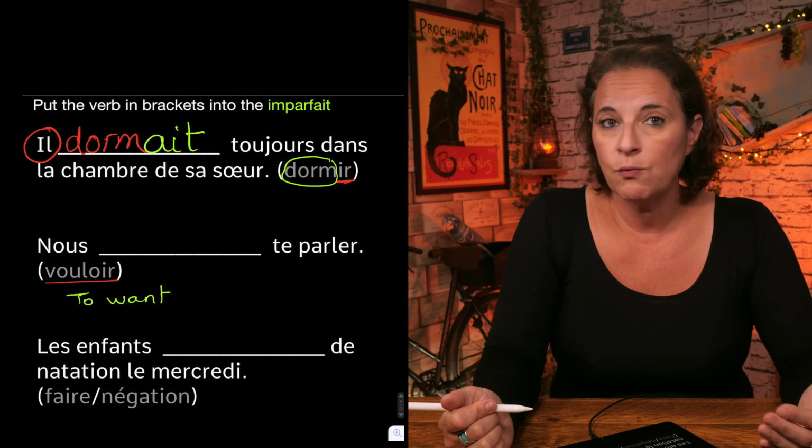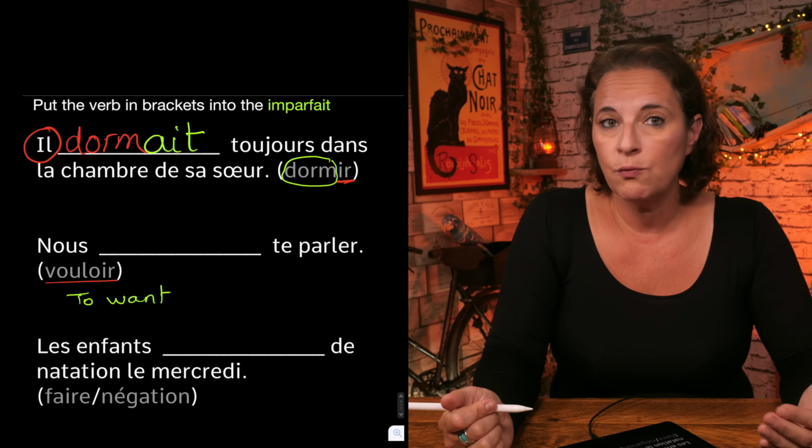The next one we want to say faire, okay, in a negation. Now, faire is to do. Les enfants, the children, to do. Alors, to do natation. Natation is swimming. So, they used to do swimming or they used to swim, okay, on Wednesday, le mercredi. But it's in a negation. So, the children didn't used to swim on the Wednesday, on Wednesday, okay?